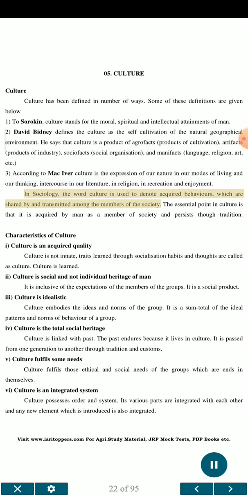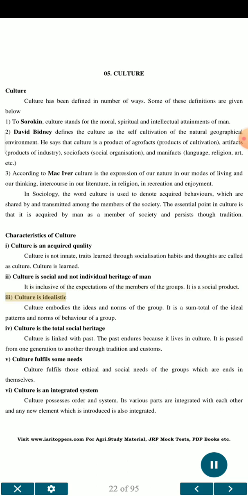In sociology, the word culture is used to denote acquired behaviors, which are shared by and transmitted among the members of the society. The essential point in culture is that it is acquired by man as a member of society and persists through tradition. Characteristics of culture. One, culture is an acquired quality. Culture is not innate. Traits learned through socialization, habits and thoughts are called culture. Culture is learned. Two, culture is social and not an individual heritage of man. It is inclusive of the expectations of the members of the groups. It is a social product.